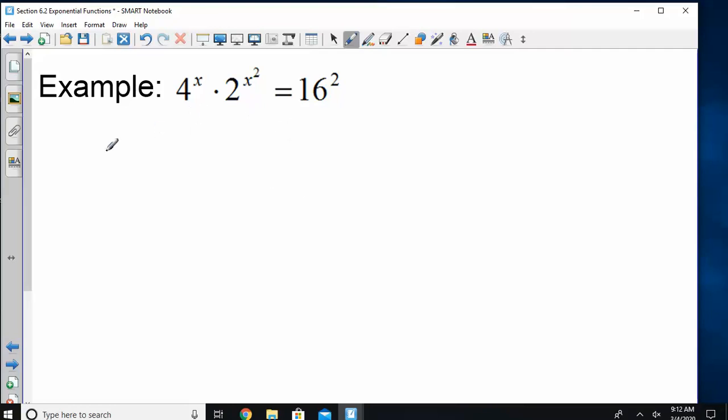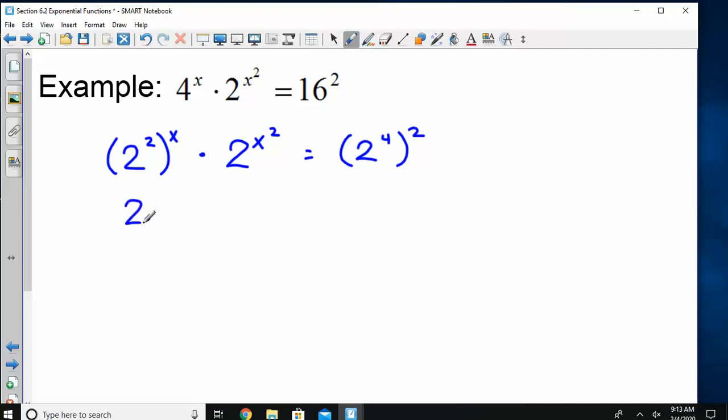So if I have 4 to the x, I could rewrite 4 as 2 squared to the x. 2 to the x squared I'm going to leave alone. 16 I would write as 2 to the 4th squared. So I have 2 to the 2x times 2 to the x squared equals 2 to the 8th. Now what?